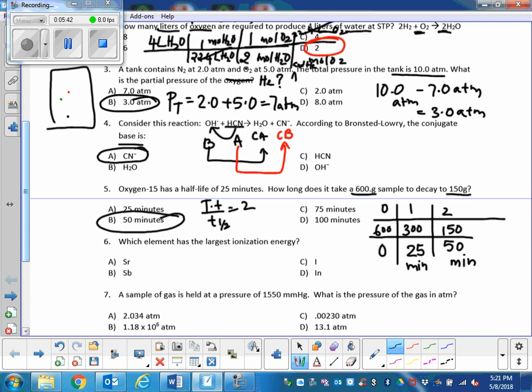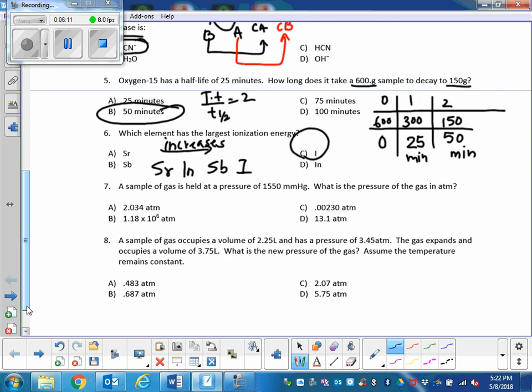So let's arrange these elements as they appear in a periodic table. You have strontium, followed by indium, followed by antimony, followed by iodine. What happens to ionization energy as you go across a period? It becomes bigger and bigger. It increases. They want to know which is the largest, and you will circle iodine. Let's come to the next problem.